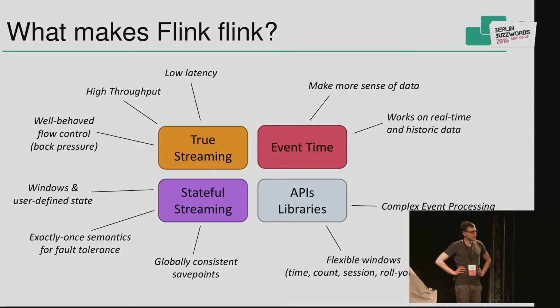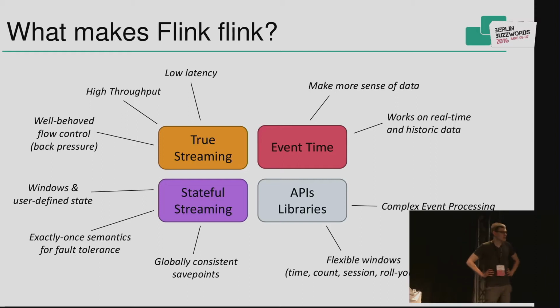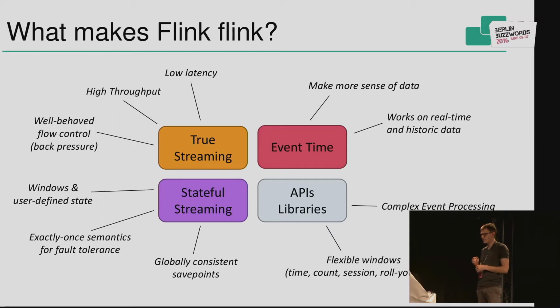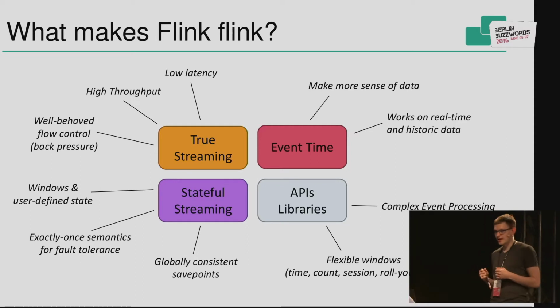Maybe a different way of looking at Flink is looking at its features. So I've created four categories. Number one is true streaming. So it's a real streaming engine that is focusing on high throughput and low latency. So by having this engine that can deploy these data flow graphs, which are continuously running and immediately pushing data forward as it enters the system, we can process the data really quick and fast.